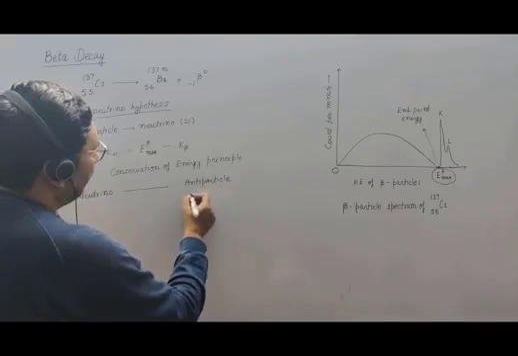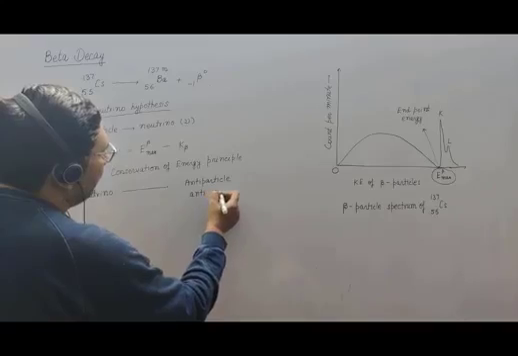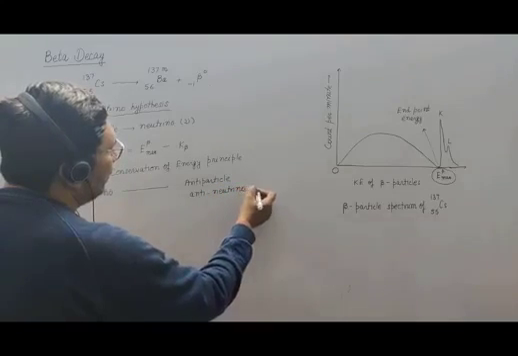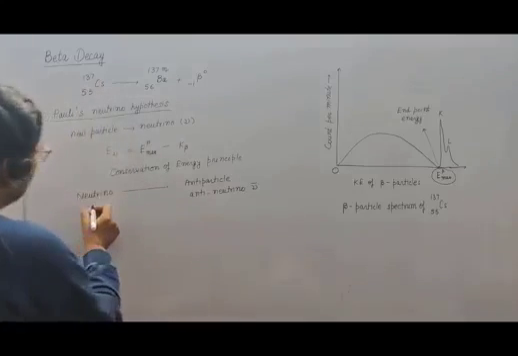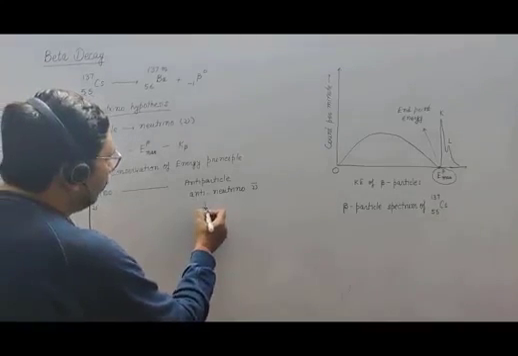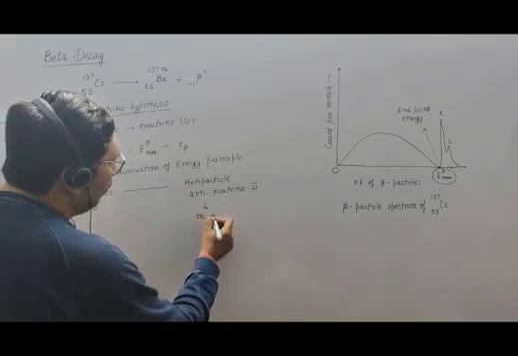And this antiparticle is known as antineutrino. This is represented by nu bar, and this is represented by nu. This antineutrino has most of the properties similar to the neutrino. Mass of this antineutrino is almost zero.